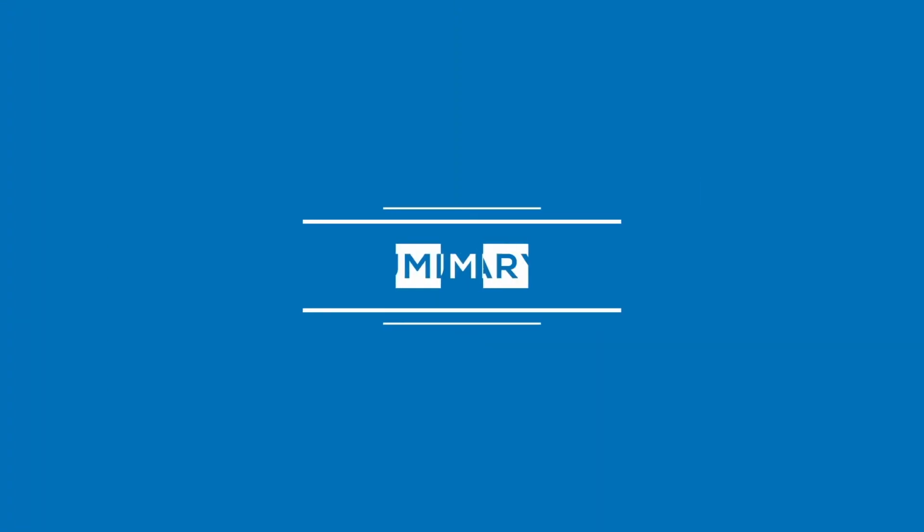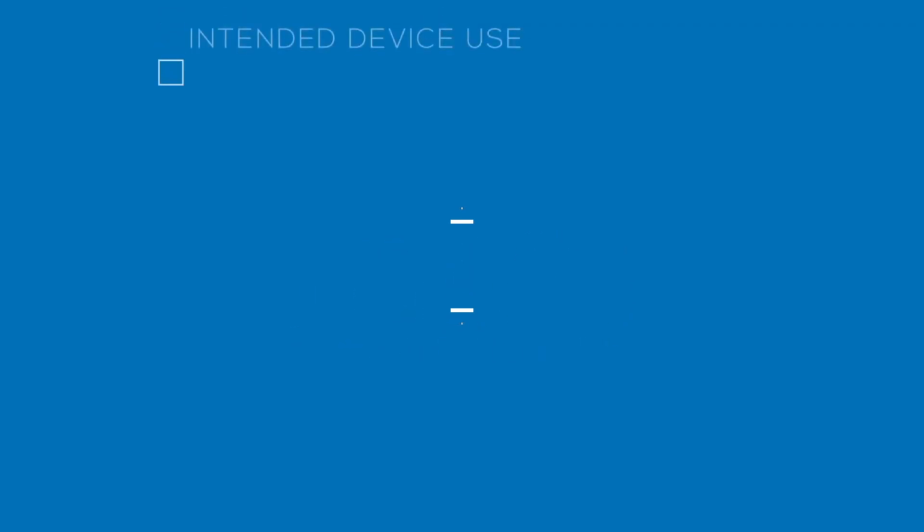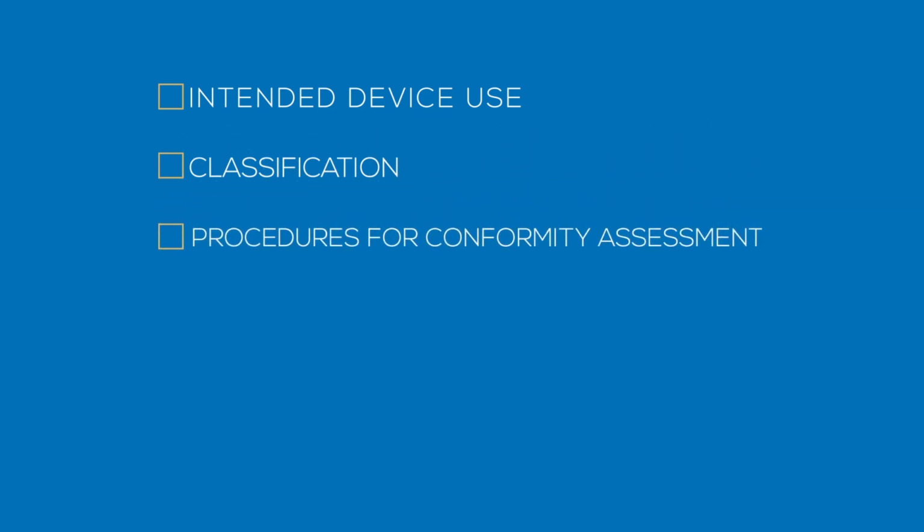To summarise, the process for EU device approval involves 6 steps. Define the device and its intended use. Classify the device based on its use and risks. Determine the suitable procedures for conformity assessment and implement a quality system which captures these procedures. Prepare the technical documentation, including the technical file and quality management procedures to demonstrate conformity.